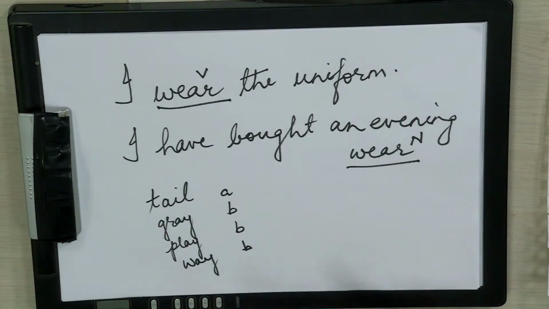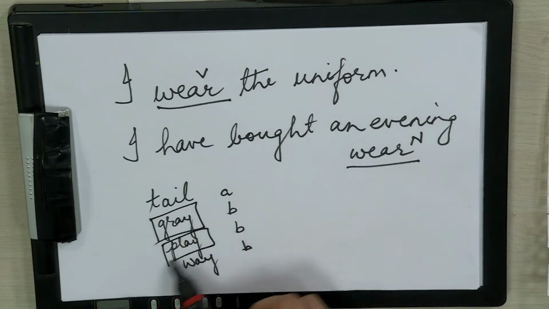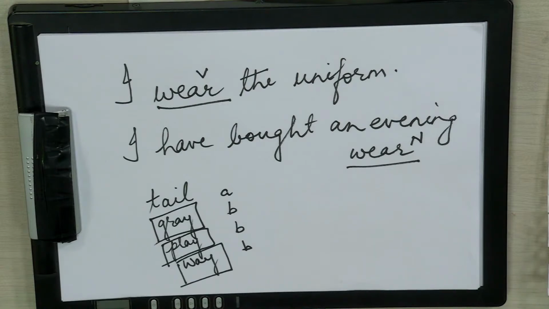So this is how you identify the rhyming words. So here, grey, play and way. You will put them in a box and identify your rhyming words like this. Isn't it? See, apart from these three also, students can find some more rhyming words.